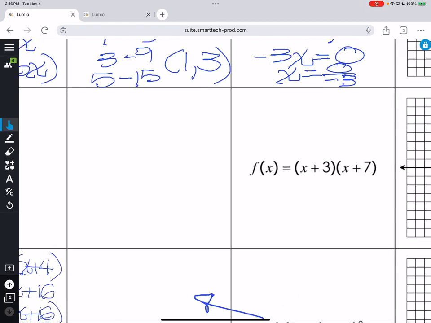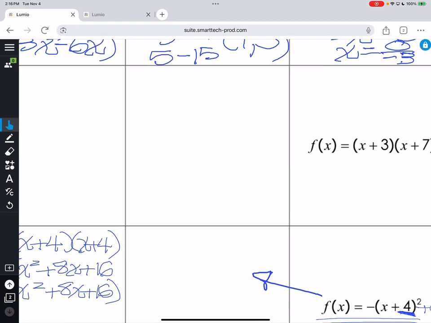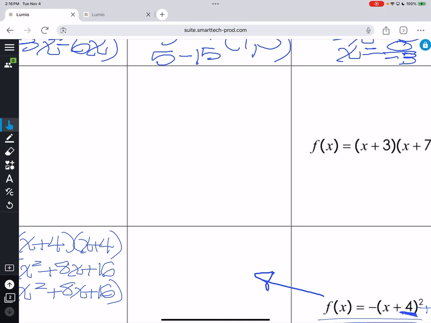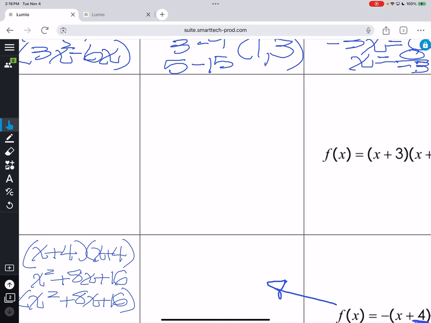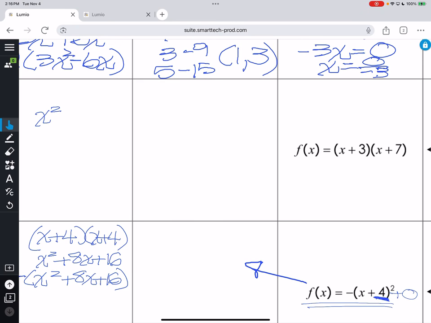All right, so up here, what did we get when you foiled? X squared plus what? What's your outer and inner combined for this? Plus 10x plus 21.